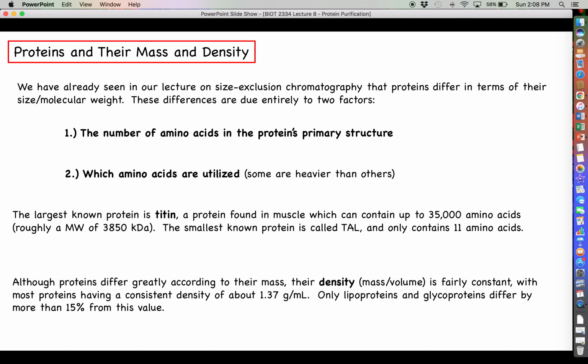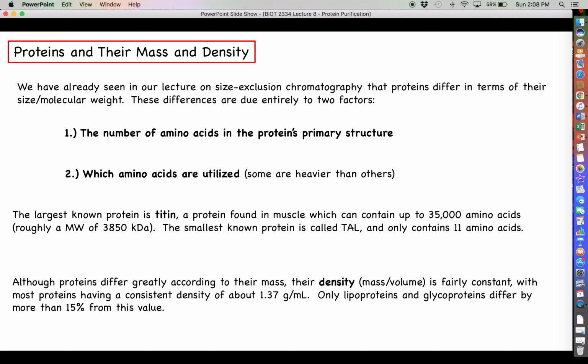Now, when it comes to centrifugation, it's not going to be so much the mass we're interested in as much as the density. So mass is important, but we need to also consider density as well, which is, of course, the amount of mass per unit volume. And it turns out that even though proteins very much differ in terms of their mass and how many amino acids they contain, most proteins have a fairly consistent density with an average value of about 1.37 grams per milliliter. So most proteins fall within about 15% of this value, not going much further than maybe 1.3 or so, and not getting much greater than maybe 1.45.